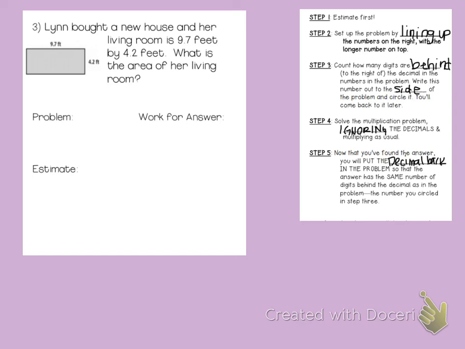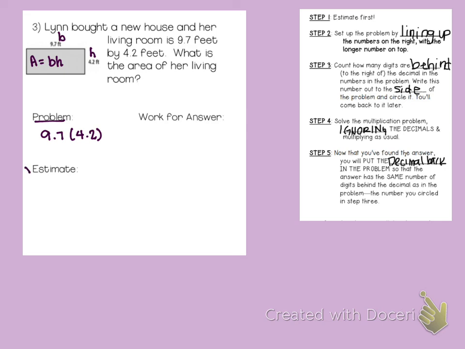Lynn bought a new house, and her living room is 9.7 feet by 4.2 feet. What is the area of her living room? Okay, so we're going to learn this a little bit later, but area is taking our base times our height. So this is our base, and this is our height. So we're going to take those two numbers, and we're going to multiply them. So it says, what is the problem? The problem is 9.7 times 4.2. Remember, a number attached to parentheses means multiplication.